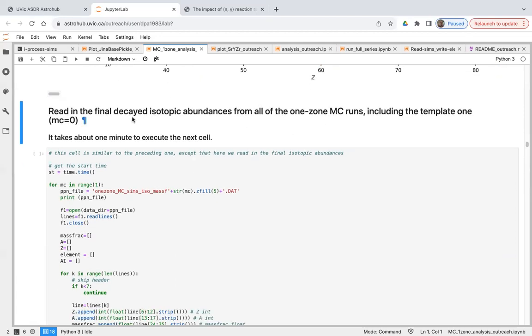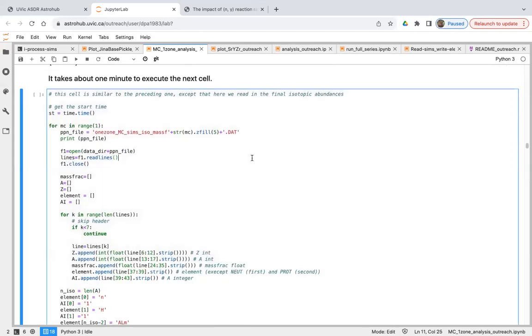All abundances are decayed. Remember, in our Monte Carlo runs, we had to provide the so-called decay time. I used 1 billion years, so that at the end of calculations, all unstable isotopes produced were given this time to decay along isobars, lines of constant atomic mass, toward the value of stability, to the stable isotopes. So here we read final decayed isotopic abundance from all Monte Carlo runs.